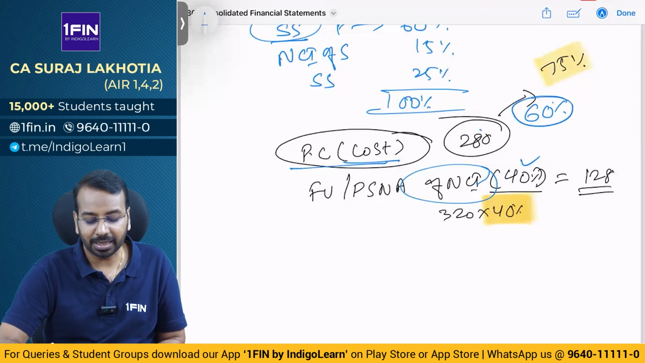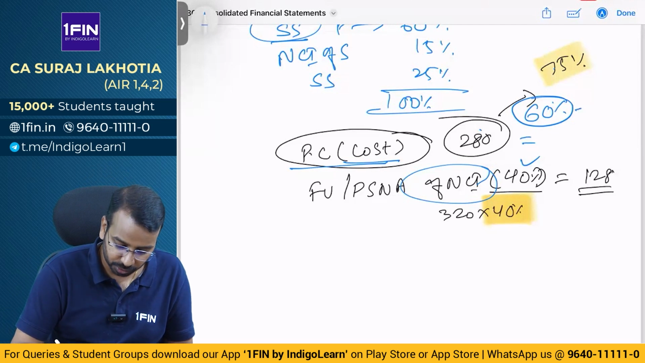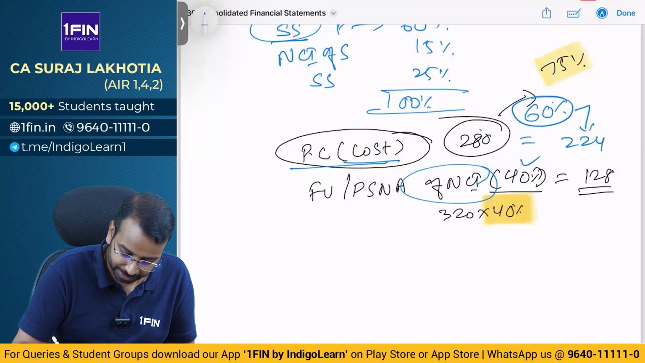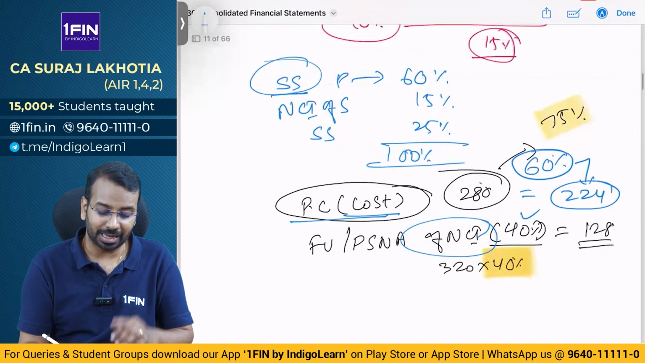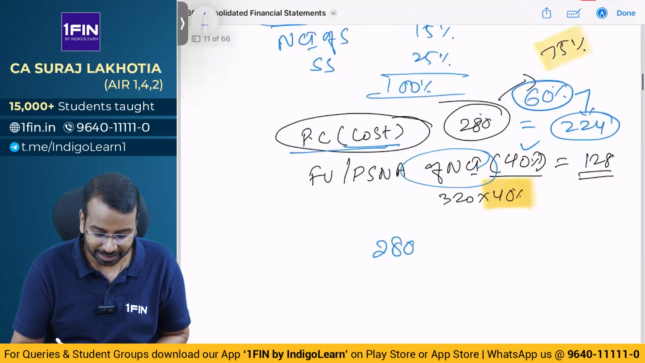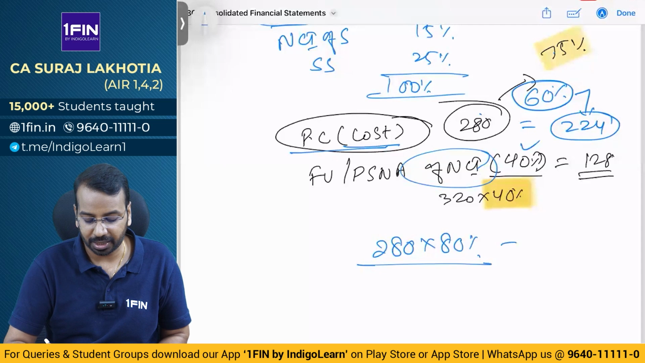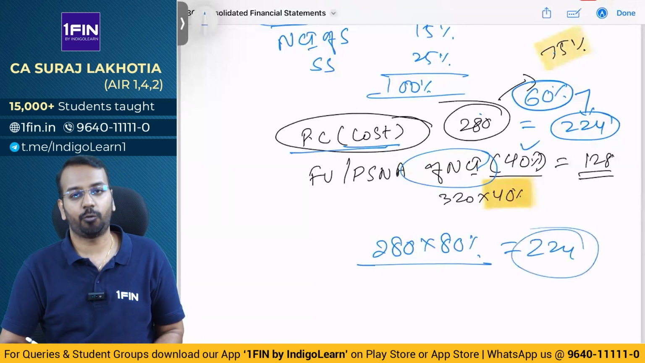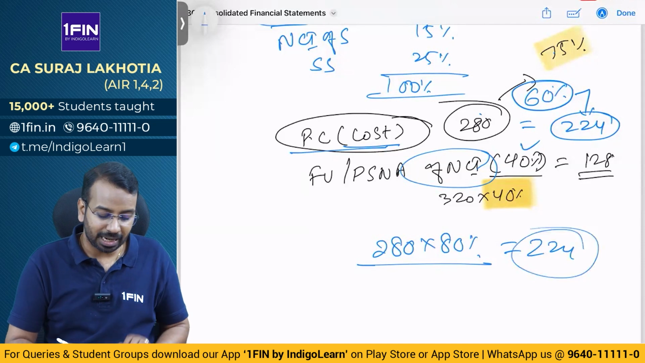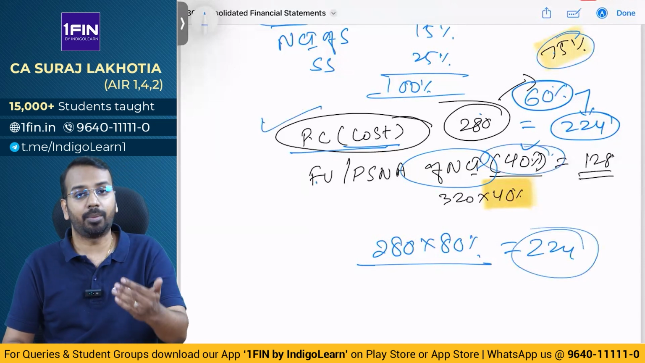So if 280 represents 75, 280 divided by 75 into 60, if I do, I get 224. So here 60% will be 224. That is why we are taking 224. Now in the examination, for quicker calculation, what you can do, you can directly take 280, the cost, how much of that belongs to parent, into 80%. 280 into 80%, you get the same 224. I hope it is clear. Otherwise, what will happen? Here you will take 75%, and here if you take 40%, it will be double counting.